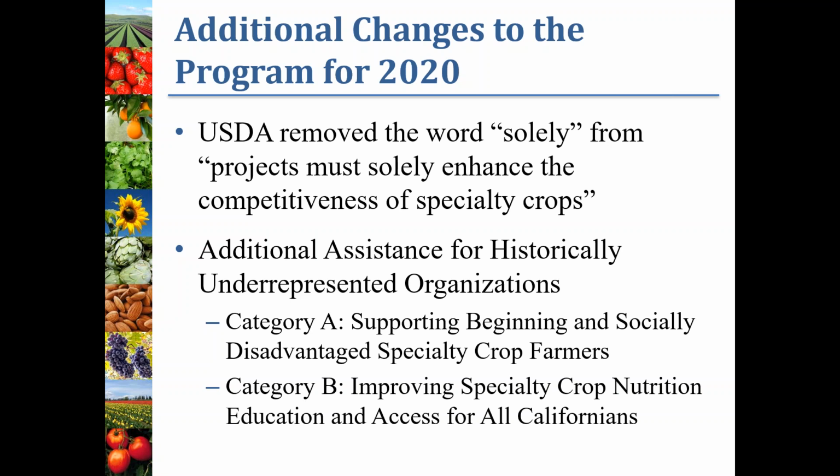The second funding category is improving specialty crop nutrition education and access for all Californians. The priorities build on the healthy specialty crops category, but are designed specifically to assist California's underserved communities. The program priorities under these categories were developed in partnership with CDFA's Farm Equity Advisor. More information about the additional assistance category will be given later in this presentation.